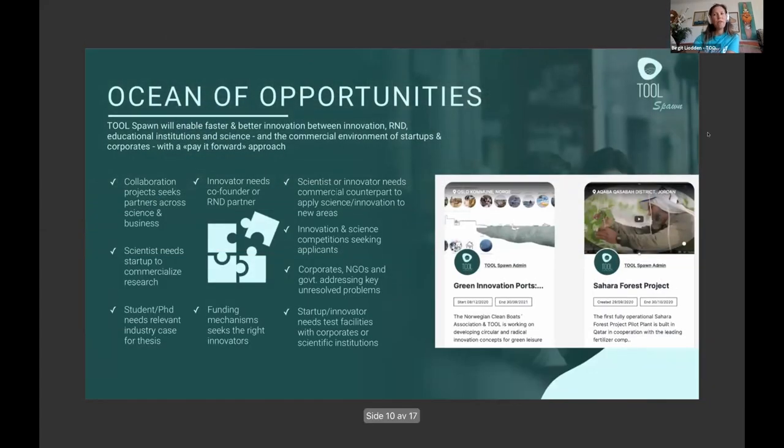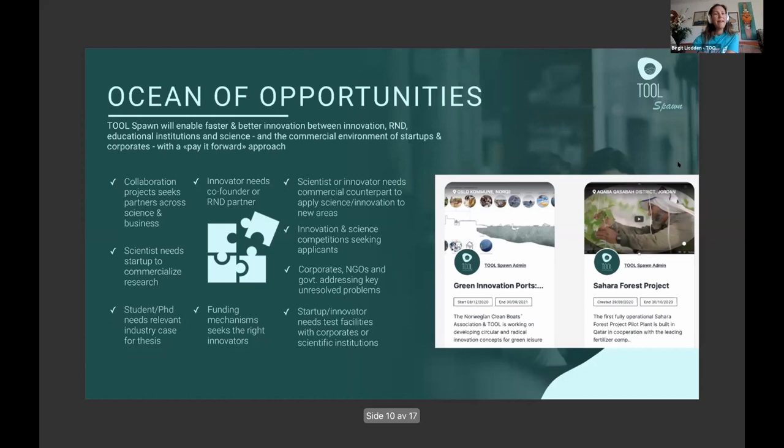And we wanted to really open up this ocean of opportunities. So we have worked very closely with real startups and innovators around the world to figure out how to really create a tool that could help. So what we have tested this on is really to look at a fast track for better innovation and collaboration between innovation actors, R&D, educational institutions, and the commercial environments that are both the startups and scale-ups and also the corporates. But we have looked at the building process of this in a tech for good and a pay it forward approach.